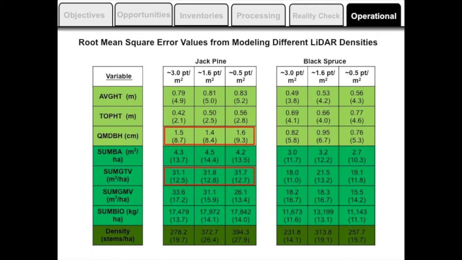So the LiDAR data that we operationally fly, which is around 1 right now, is fine. There's no advantage for doing this type of modeling in these forest conditions that we sampled to go up to 3 or higher. We don't get any bigger bang for our buck.